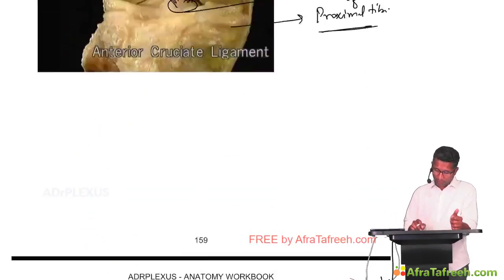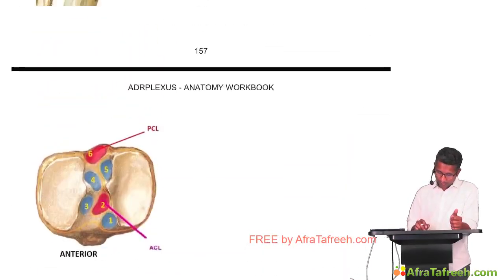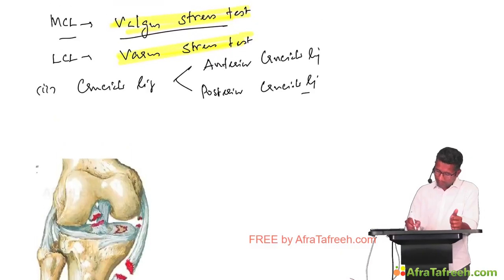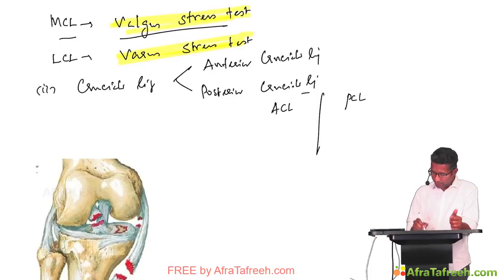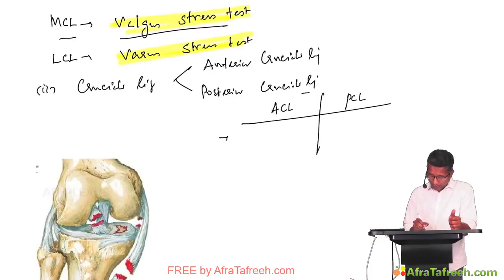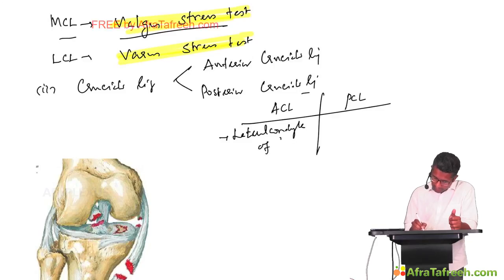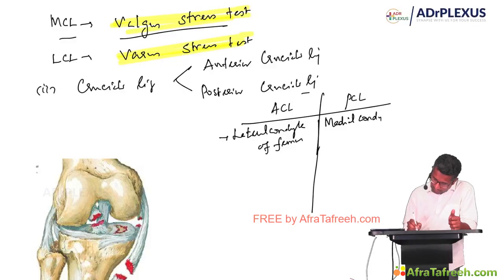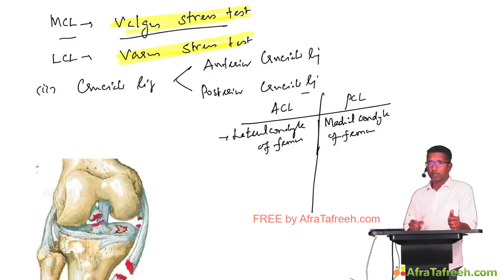Now if you take ACL and PCL, we are discussing ACL and PCL here. ACL is attached to the lateral condyle of the femur, whereas PCL is attached to the medial condyle of the femur.